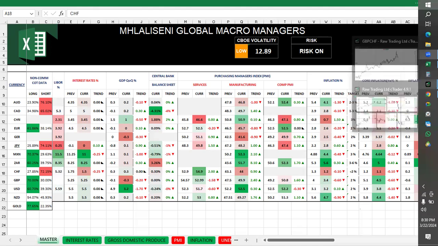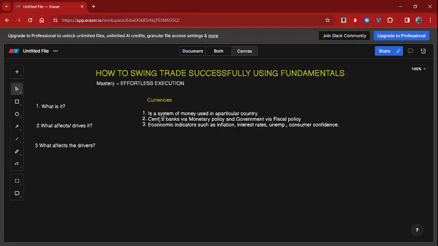So now we're gonna go back to Chrome and actually go back to the diagram where we started, so that you can now see how everything sort of ties in together. So remember what we said. Currencies are a system of money, and it is managed by central banks. So central banks are the drivers of currencies, as well as governments. And then economic indicators such as inflation and interest rates and unemployment, so on and so forth, like I've explained, actually affect the decisions that central banks and governments make. So with our idea of looking to sell the Swiss currency, we then decided that we are going to sell it. And then, of course, we needed to find another suitable currency to sell it against, because whenever you're trading forex, you are trading two currencies against each other.